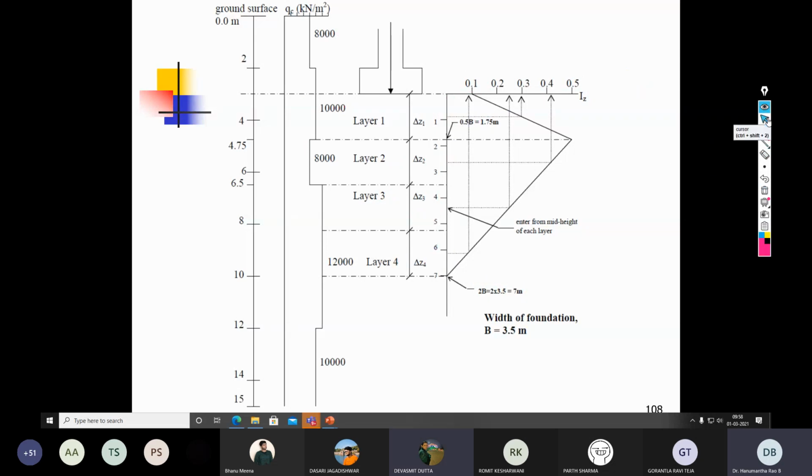Sir, means equal width we have to take like in this question? Not necessary. You can take unequal depth also. No problem. Here if you look at, it looks like it is equal because the first layer ends at the peak of the Iz, so that I can easily pick up the value of Iz. That is only the convenience.